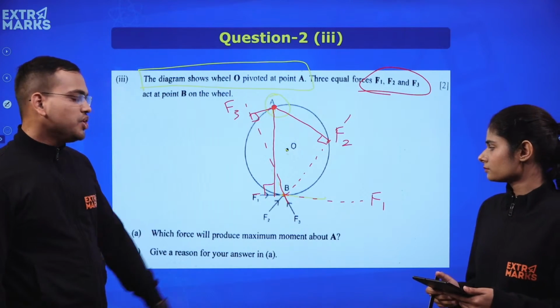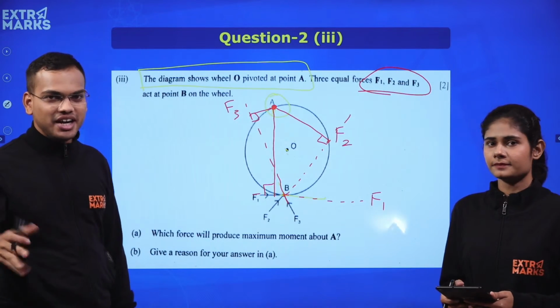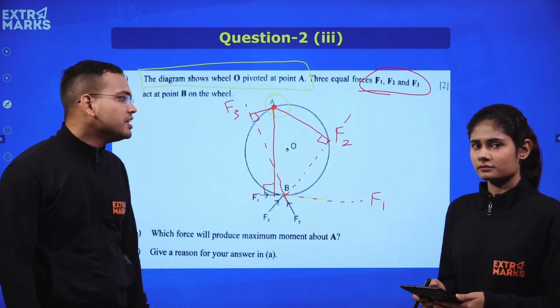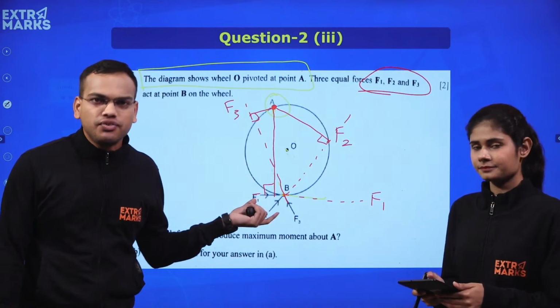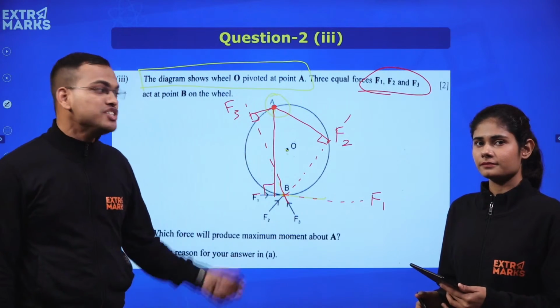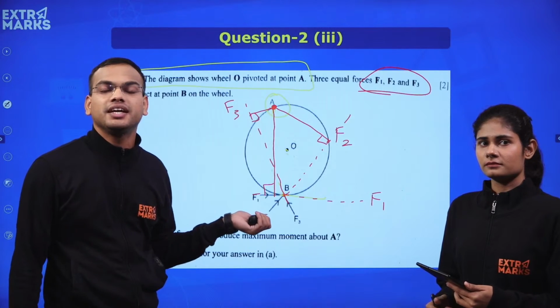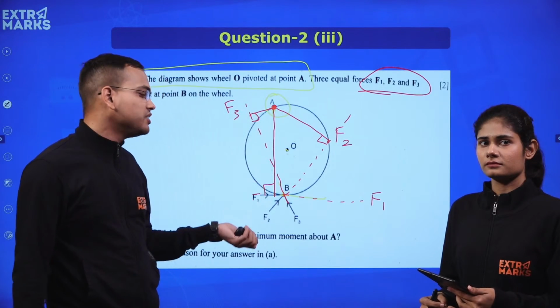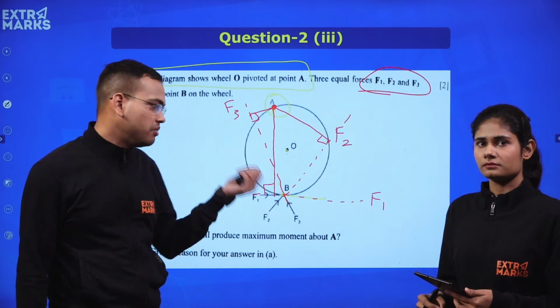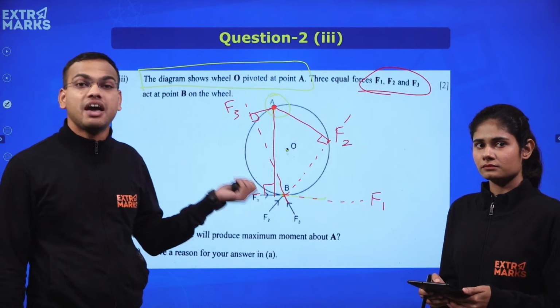Now give a reason for your answer in option A that we have already given while explaining the question: the perpendicular distance of the line of action of force from that pivoted point is maximum for force F1. That's why the maximum moment about point A will be of force F1.